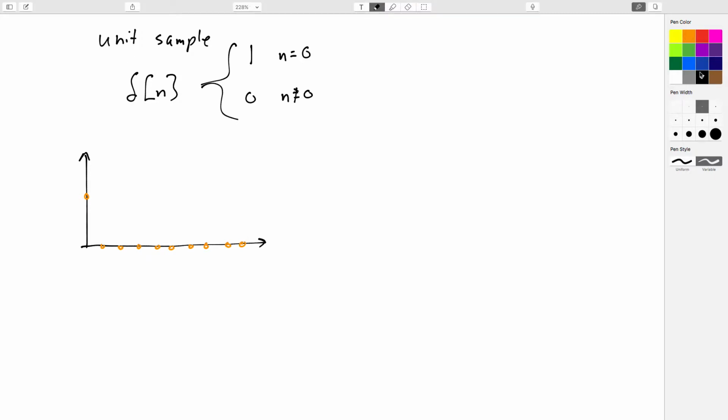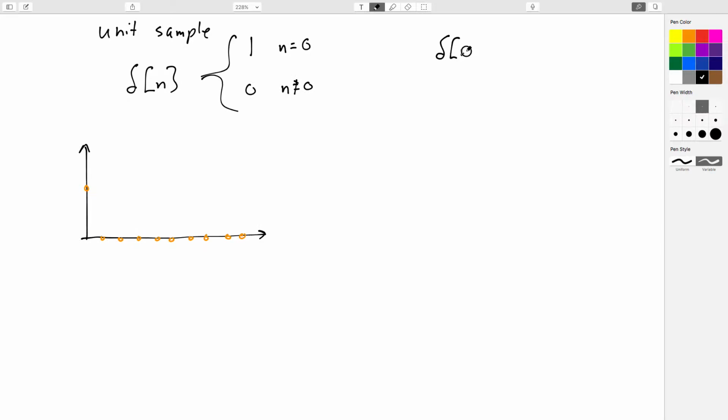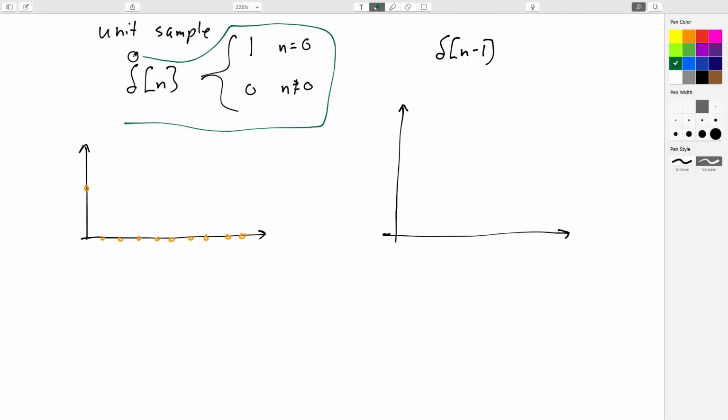Now, what's going to happen, though, whenever we do something like this? A unit sample that's delayed by one time step. So you're going to see this quite a bit. What does this mean? So now, everything is still the same. This function definition is still valid. So when the thing inside of the brackets is 0, we have an output of 1. The function is defined as 1. When the thing inside the brackets is 0, we have a 1 coming out of this function. When the thing inside the brackets is not 0, we have 0.